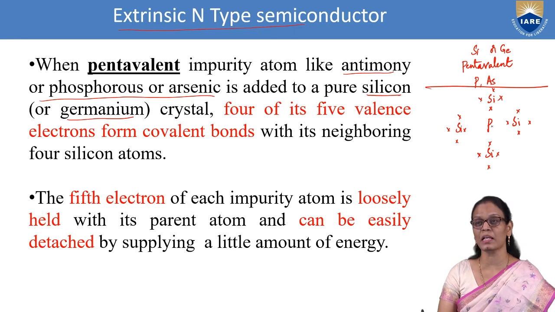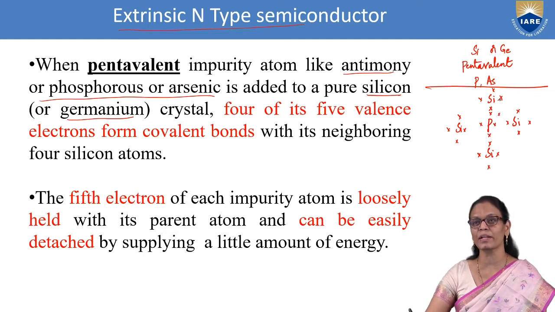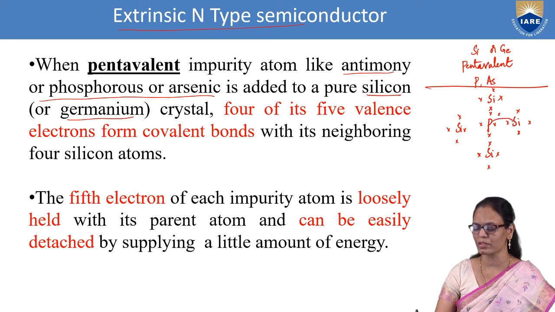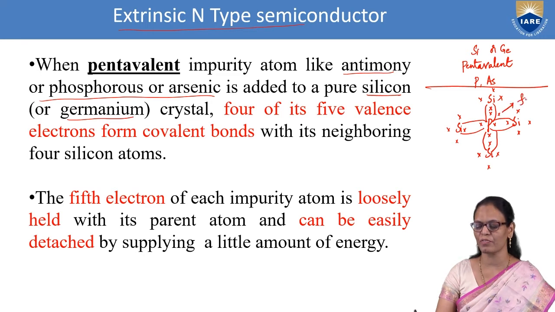Whereas phosphorus is pentavalent, so it will have 5 valence electrons. So 4 plus 5. Now this phosphorus is going to form covalent bonds. This is how it forms the bond with the neighboring atoms. So now phosphorus, by forming covalent bonds, is attaining octet configuration, that is stable configuration, but still this electron is free.